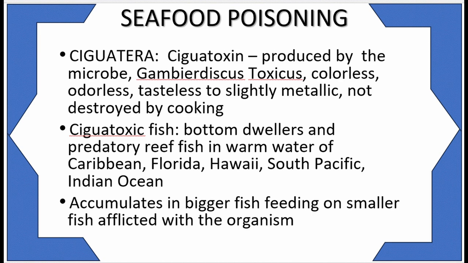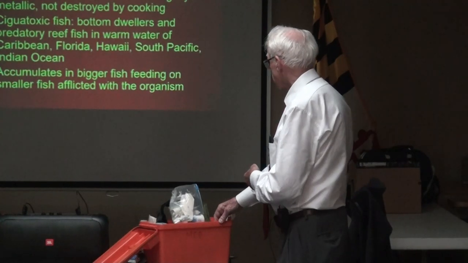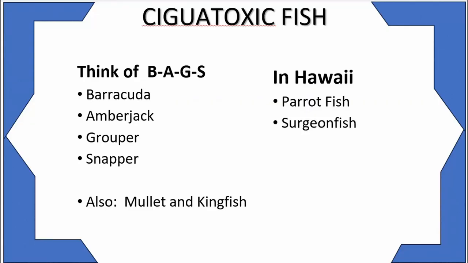Now I tell you this because I had a close friend, very well off, he could well afford his own 200-foot boat, and he was eating seafood in the Caribbean islands, and he developed this syndrome. You can memorize the term BAGS. It's barracuda, amberjack, grouper, snapper, parrotfish, surgeonfish, mullet, kingfish are the main ones. They all cruise the bottom. And a lot of them are ideal eating fish.